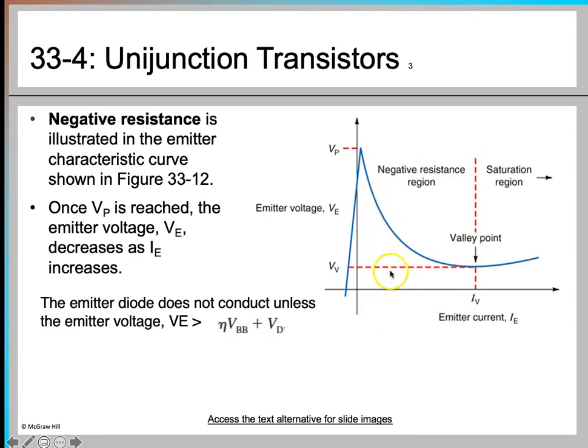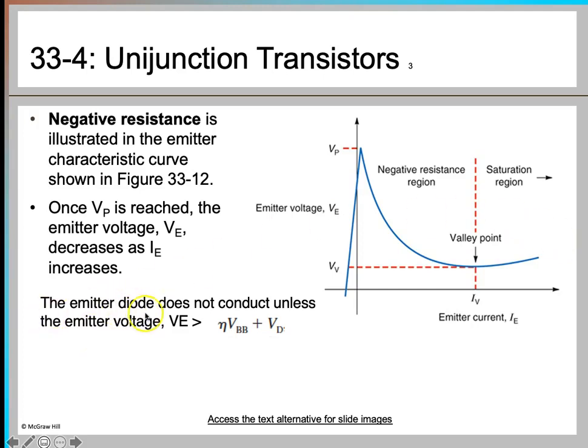So it is forming a negative relationship. After reaching the VP point, this peak point, your emitter voltage is decreasing as the emitter current is increasing, and it reaches this valley point, which is given by the VV voltage. Once it reaches this valley point, the UJT will go into the saturation region.